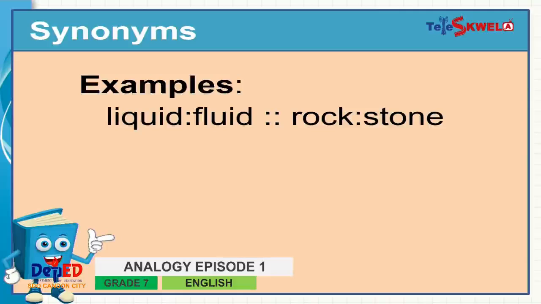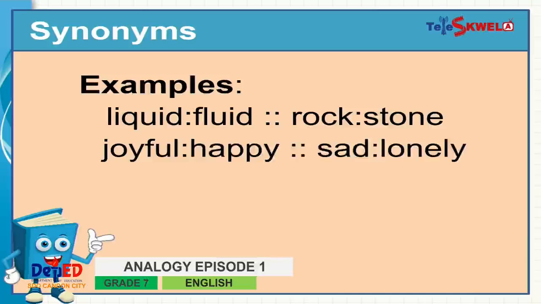as rock is to stone. The word liquid is synonymous to fluid, as rock is synonymous to stone. All the words in the set are nouns. Another example we have, joyful is to happy, as sad is to lonely. It is observed that all the words in this set are adjectives. The word joyful has the same meaning as happy, as sad has the same meaning as lonely. So the relationship shown in this example is similarity in meaning.